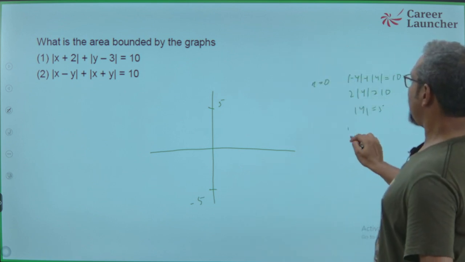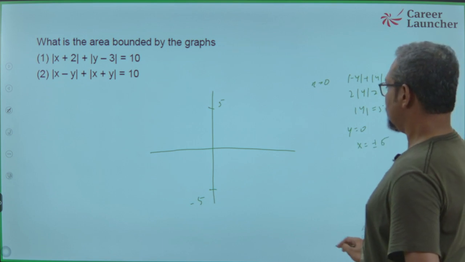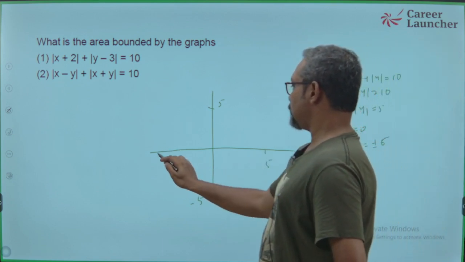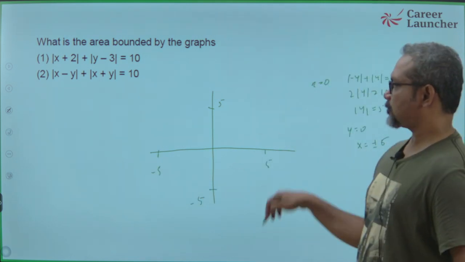And if I put y equal to 0, the same thing is going to happen. So x would be plus or minus 5. So here we have a 5, there we have a minus 5. Again the same situation arises. Is it a rhombus? Is it a square?